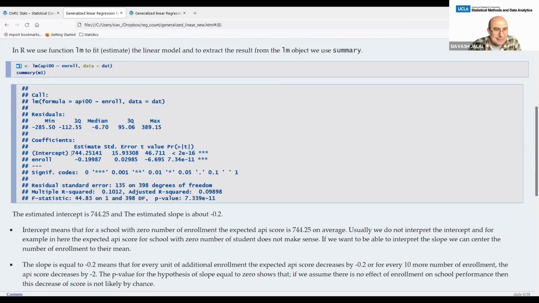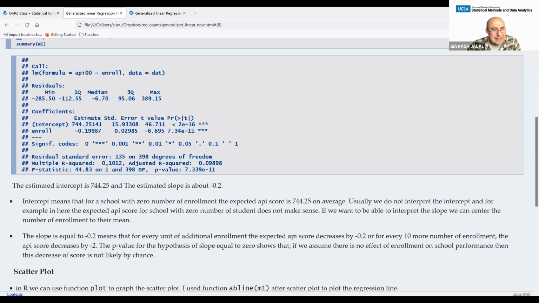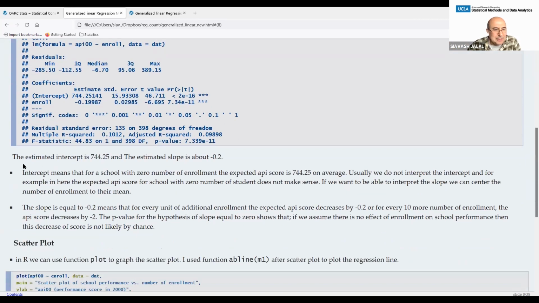So you see the intercept and the estimated enrollment coefficient, which is negative. That means the number of enrollments has a negative impact on student performance. And then we can interpret this result, right? The estimate of the intercept is this. That means for a school with 0 students, that is the performance. That doesn't make sense, right? This is not expected. So usually the intercept is not something that we want to interpret.